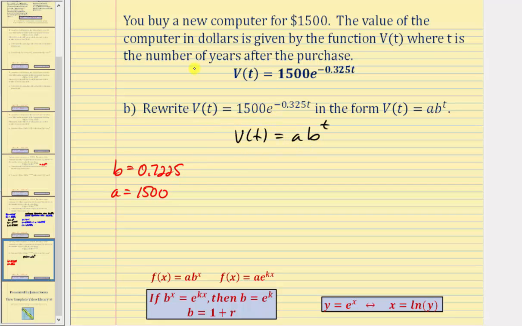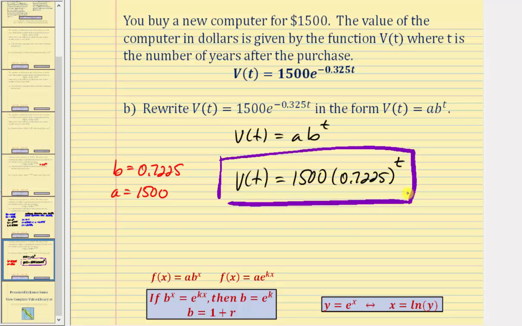We would have v of t equals 1,500 times the base 0.7225 raised to the power of t. So this would be an equivalent exponential function with base b rather than base e.